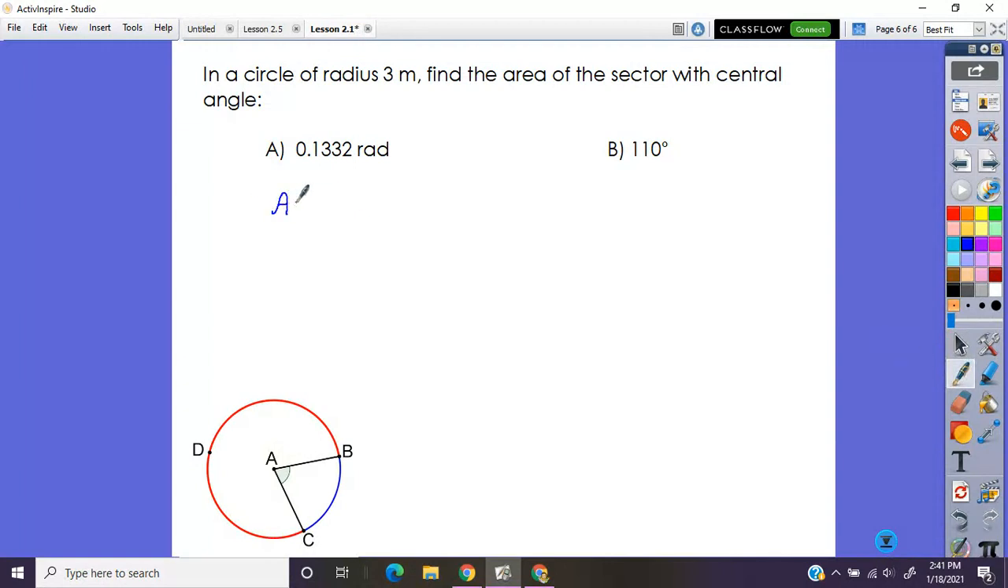Our area of a sector is 1/2 r squared theta when we're in radians. And when we're in degrees, it is theta over 360 times pi r squared. You might double check those formulas on your note cards. Once again, this is our theta, this is our r, so we can plug things in here. We'd have 1/2 times 3 squared times our radian measure, which is 0.1332. These are a little harder to get exact if you have decimals like that, but you can still just have a lot of decimals in your answer, which is fine.